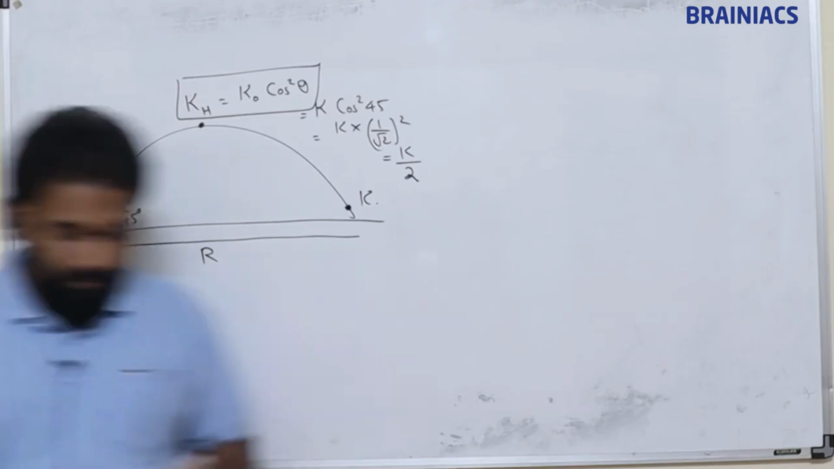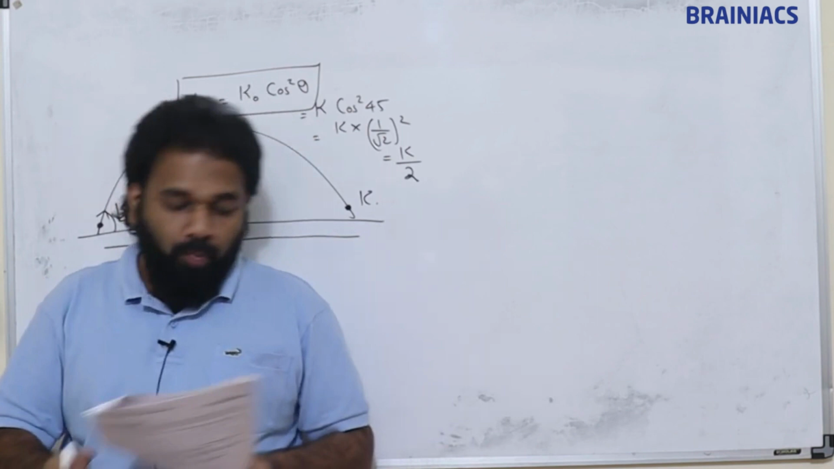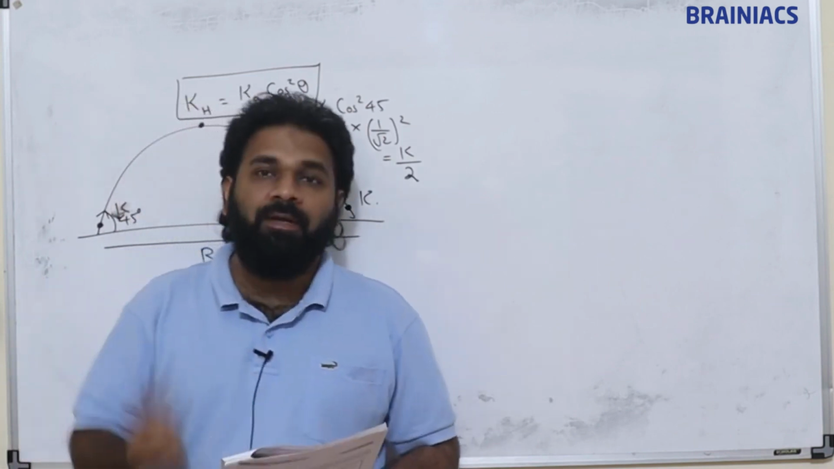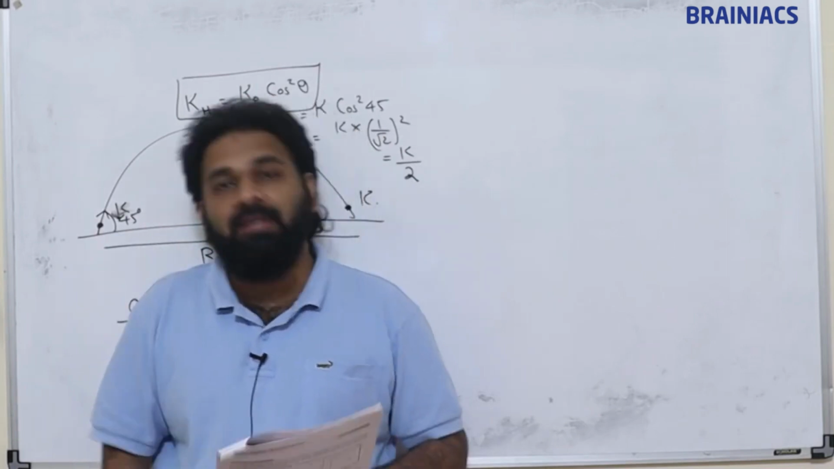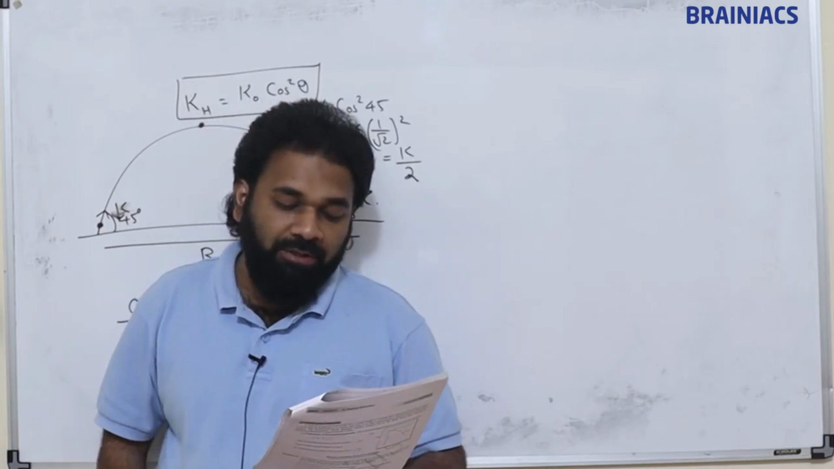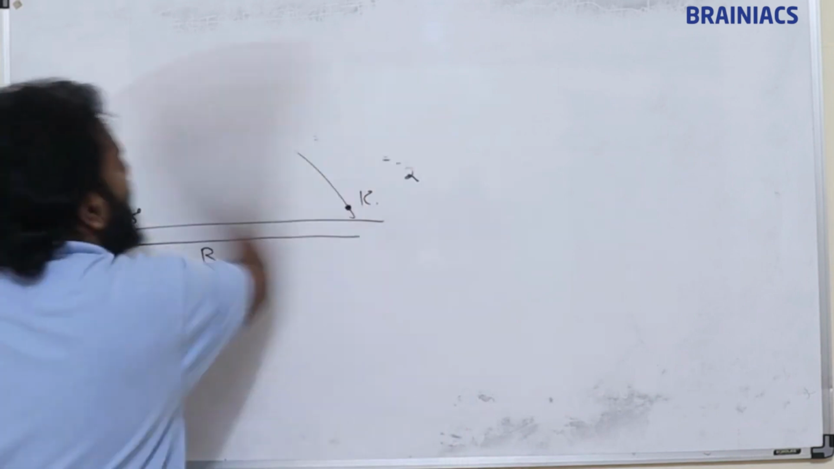Now eighth question. Two balls of same mass are projected, one vertically upwards, the other at an angle 60 degree with the vertical. The ratio of their potential energy at the highest point.